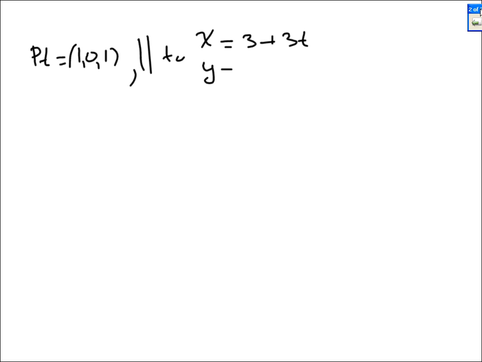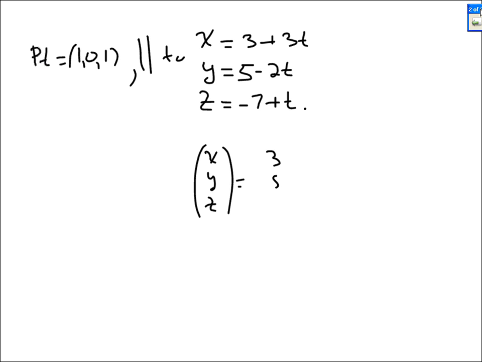Suppose you were told that you have a point (1, 1, 0), and the line that contains that point is parallel to x is equal to 3 plus 3t, and y is equal to 5 minus 2t, and z is equal to negative 7 plus t. Now, think about it. Each point (x, y, z) is really (3, 5, negative 7), and then you add on (3, negative 2, 1) t.